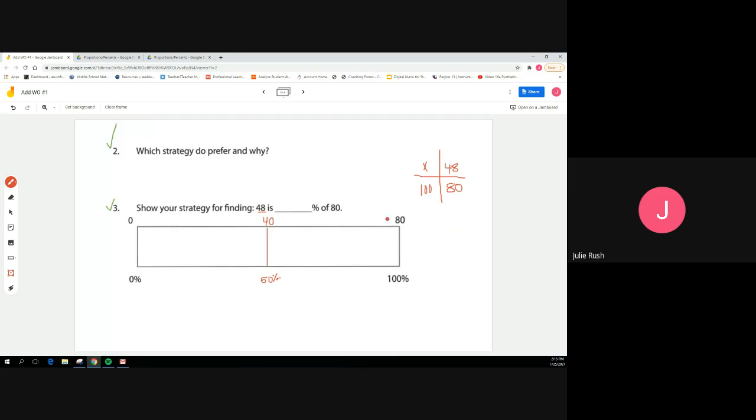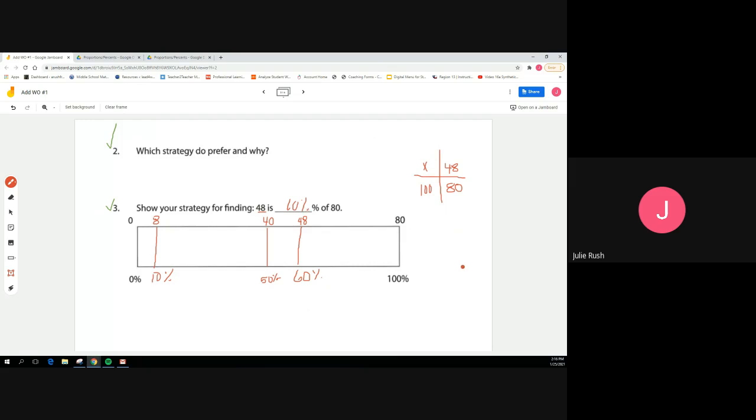So if I want to turn this 80 into an 8, I divide by 10. And anything I do here, I do on the bottom. So 100 divided by 10 is 10%. So 10% is worth 8. 50% is worth 40. And so when I add 40 and 8, I get 48, which was my target number. And that's 60% of 80.